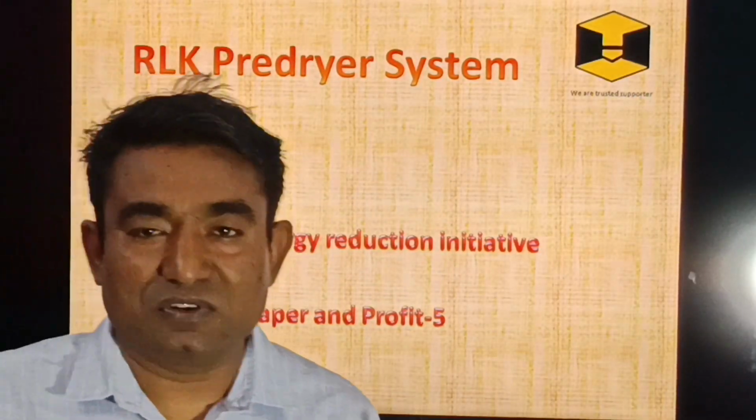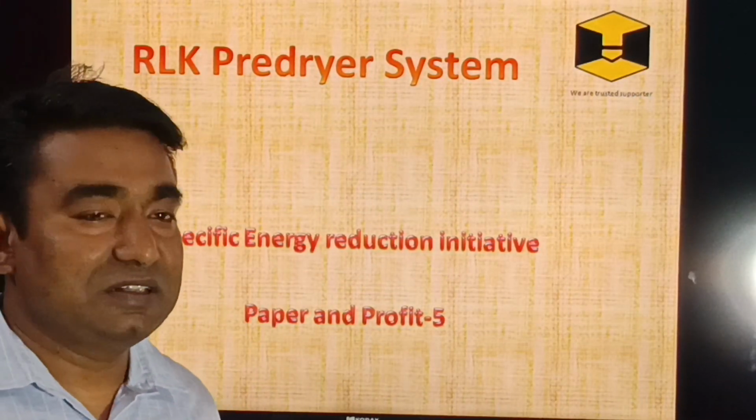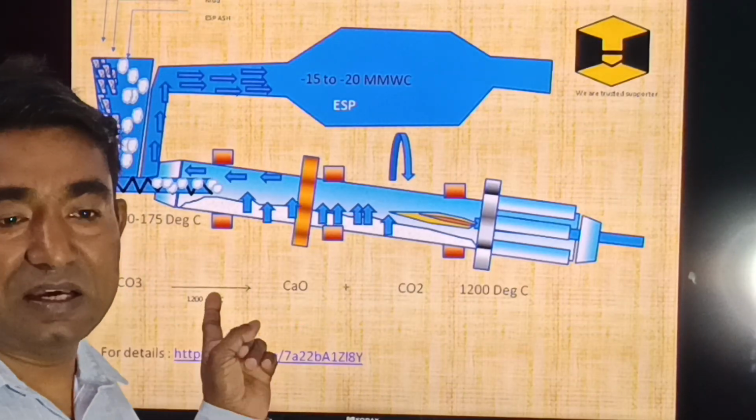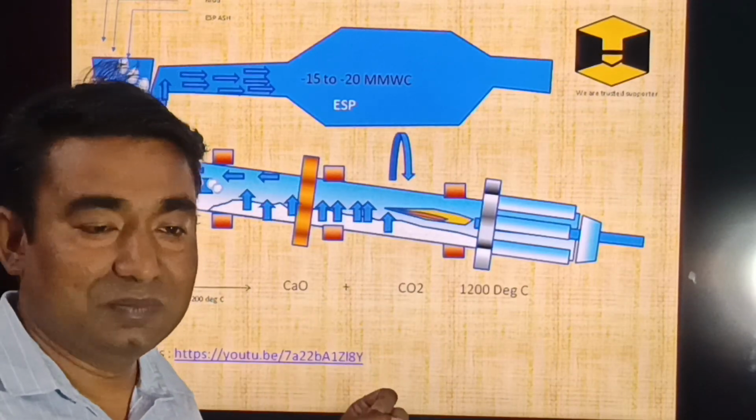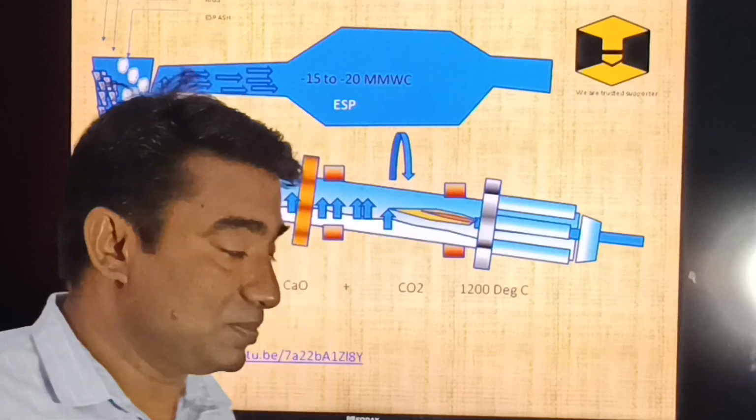So today we will learn about rotary lime kiln operations, its bottlenecking, what new technology is coming, and how to reduce the specific energy consumption for lime regeneration. So this is typically a rotary lime kiln schematic diagram. I will explain how it is operating.